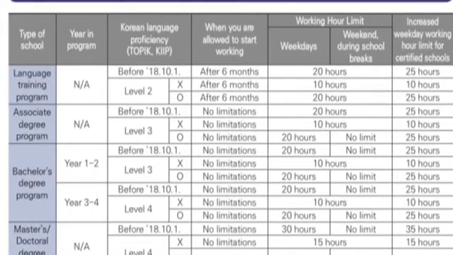Also, if you are holding a D4 visa, you have 20 hours as a maximum for you to work in a week. And another thing you need to know is that for you to be allowed to work, you have to have stayed in Korea for a minimum of 6 months. You have to have been studying for a minimum of 6 months before you are going to be allowed to get this part-time job that you are applying for.